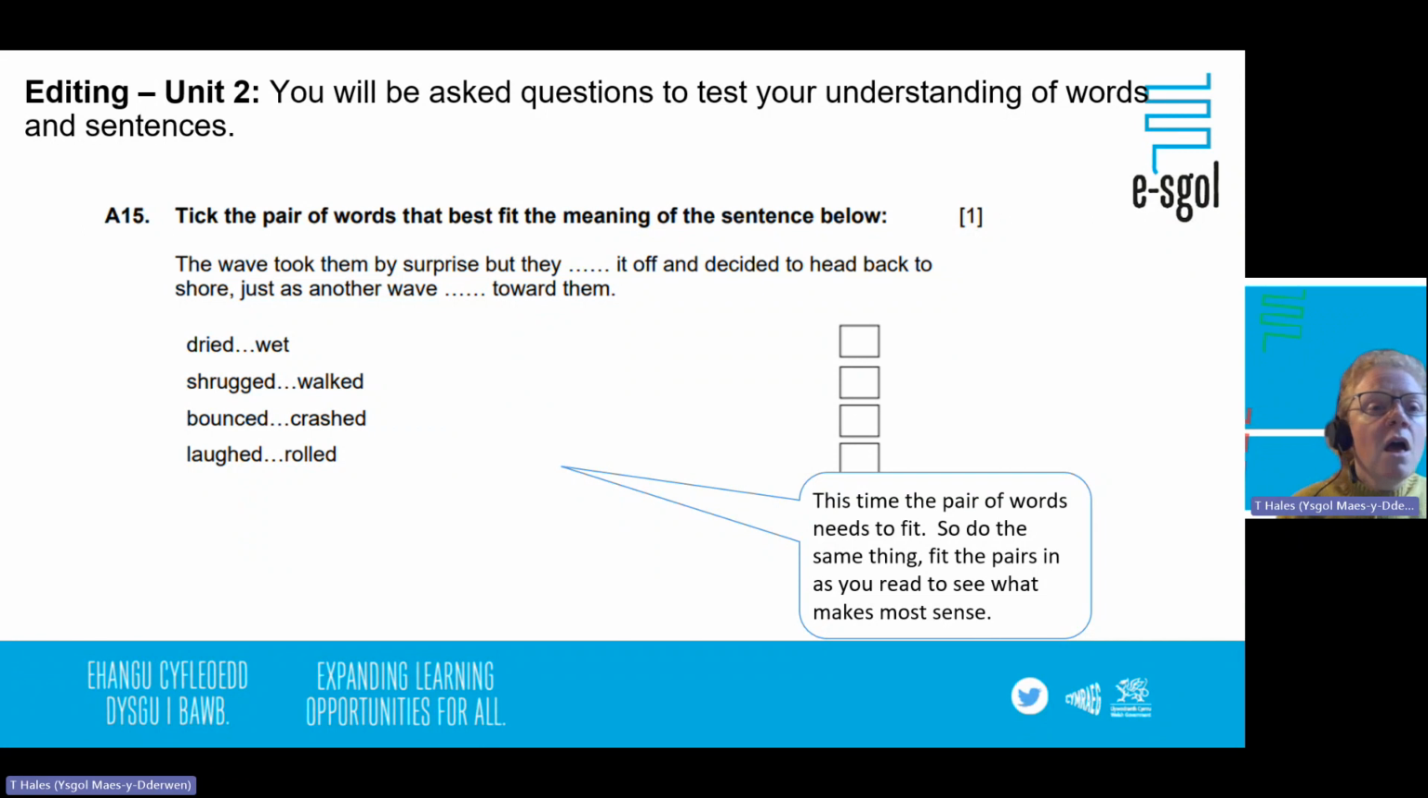Waves don't walk. The wave took them by surprise, but they bounced it off. Bounce off a wave? I don't think so. Decided to head back to shore just as another wave crashed toward them. Crashed works, but bounced doesn't.